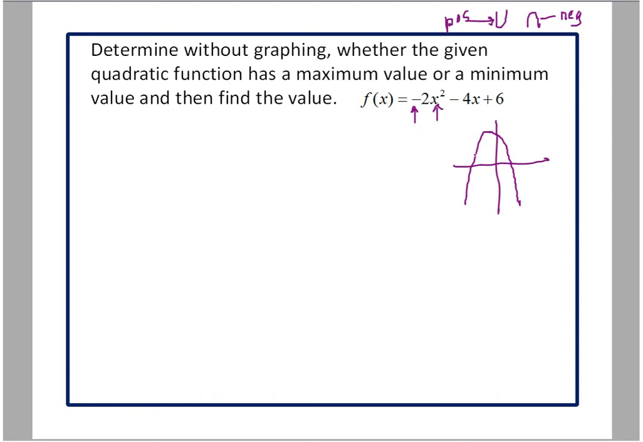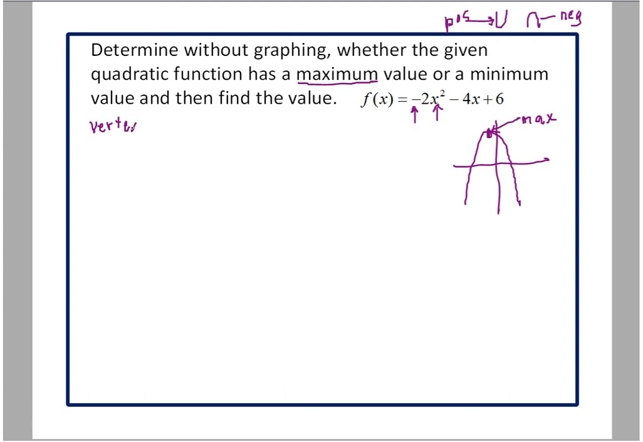Now, if it opens downwards, then the vertex here is its highest point. So that is going to be a maximum. So there is a maximum value, and we need to figure out what it is. And in order to do that, we find the vertex.